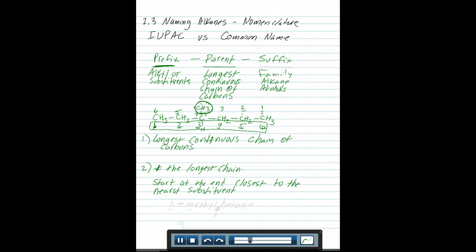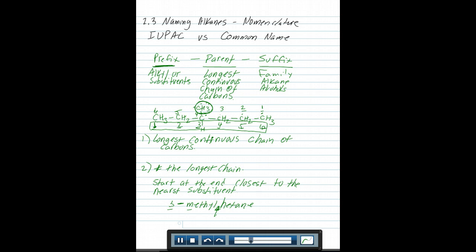The parent, which in this case is hex, and the suffix is ane. So the name of this would be 3-methyl-hexane. Okay? You always put a hyphen between numbers and letters. Okay? You could put a space here, you don't have to put a space there. I see it done all sorts of ways. I'm not really going to be that strict on it. You can do whichever one you want, as long as you understand these straightforward rules.